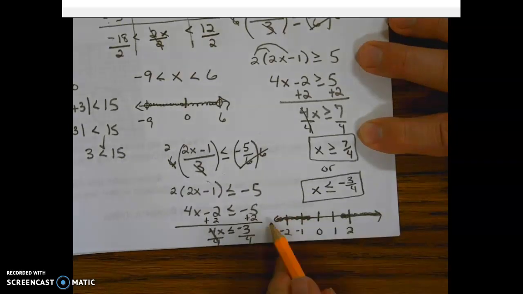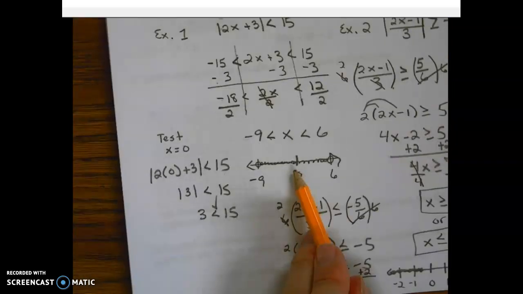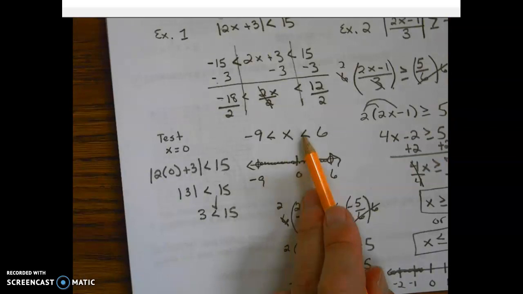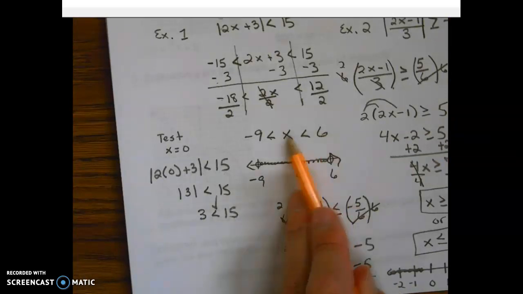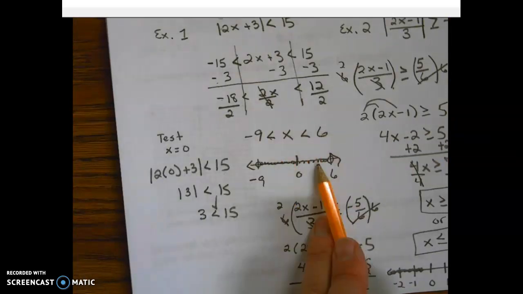So this is an or statement. This is an and statement. X is less than 6 and x is greater than negative 9 in between.